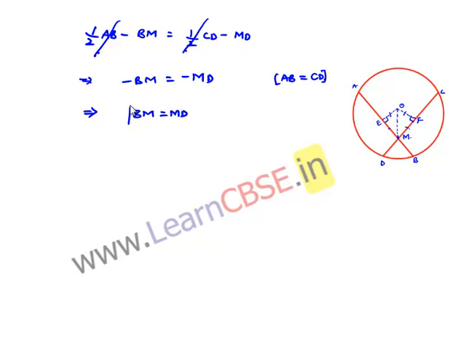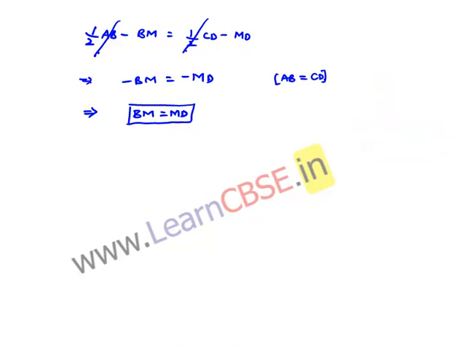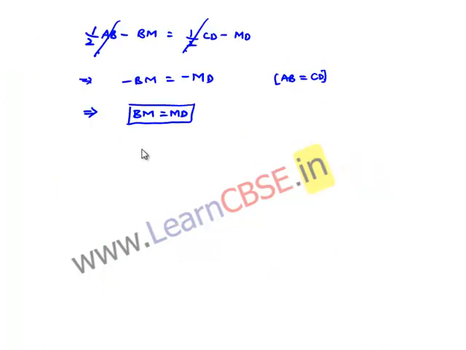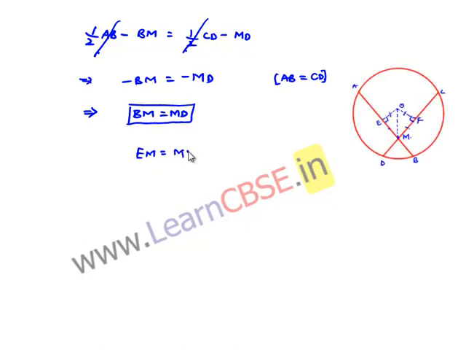This is the first thing, that the segments from the intersection point are equal. Next we need to prove that the other segments, that is AM is equal to CM. In order to do this, let us consider that EM is equal to MF. That implies, let us add half AB on both sides.